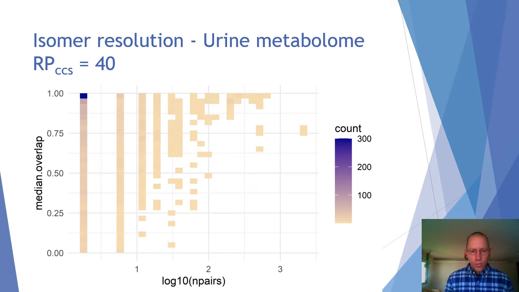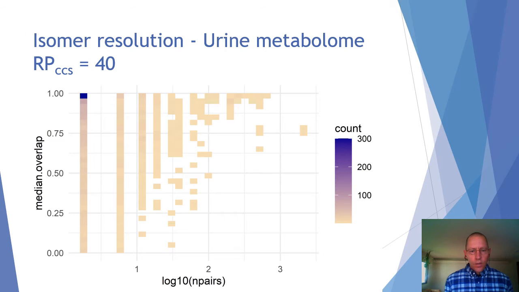And this is what these plots look like. On the x-axis, we have the number of pairs of isomers for that formula at the log 10 scale for visualization. On the y-axis, we have the median overlap, with 0 on the bottom being completely resolved and 1 on the top being completely unresolved. And then we have on our z-axis a count value. So how frequently does a formula fall into that particular bin?